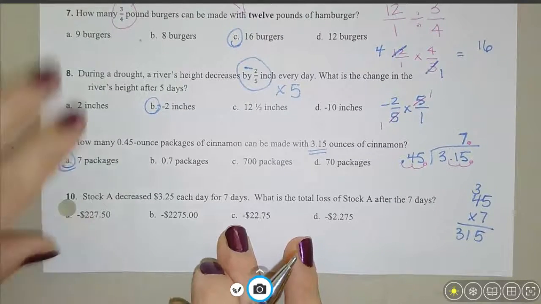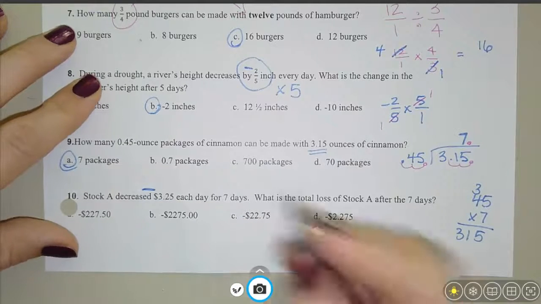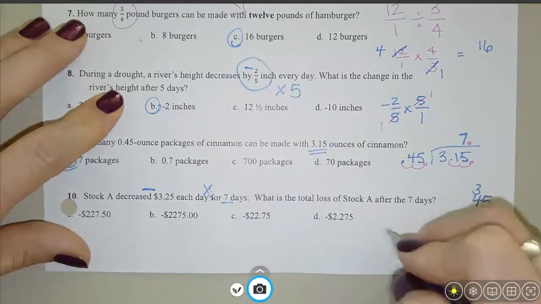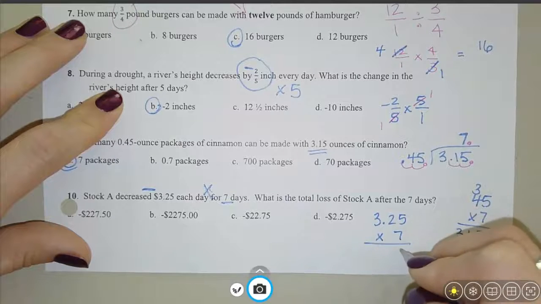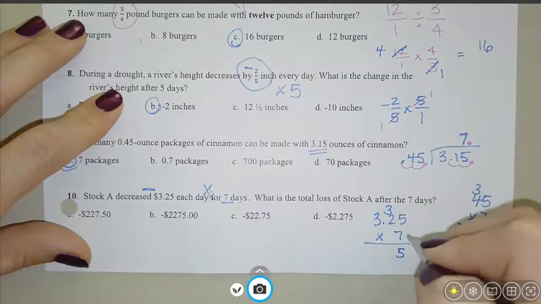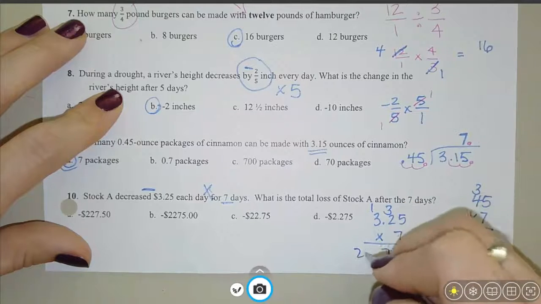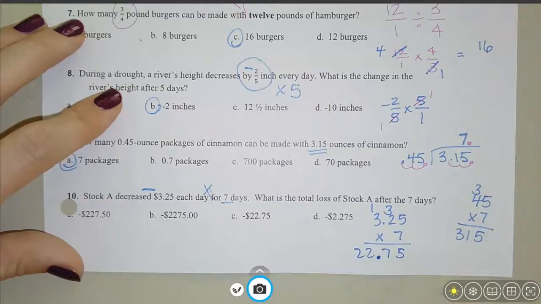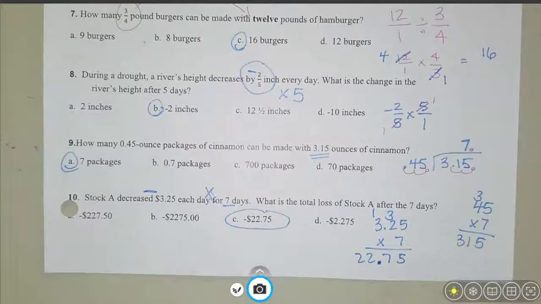All right, and then the last one. $3.25. It goes down or negative. It decreases $3.25 for 7 days. Well, it's happening 7 times, so multiply by 7. So this would be 3.25 times 7. Just do your math. And I got to move my decimal point over 2. It goes down 22.75.